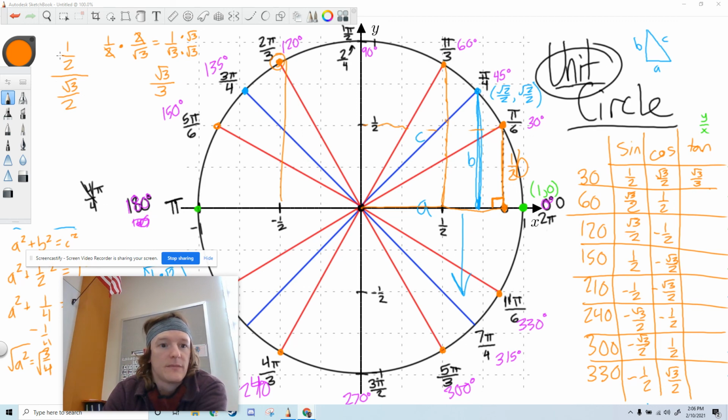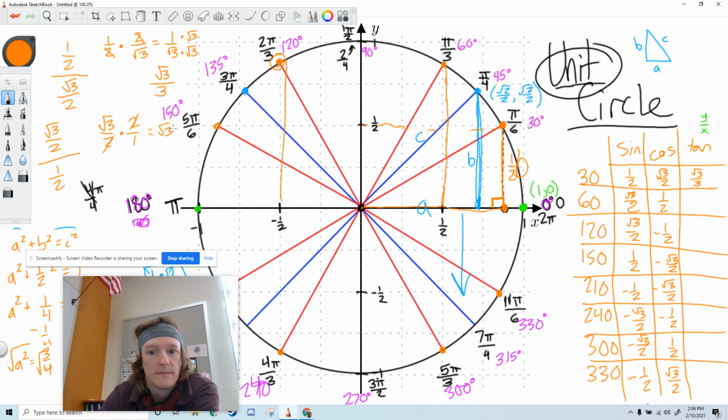Next one, we're going to have sine over cosine. We'll do the opposite of that. Inverse, square root of 3 over 2 divided by 1/2. So this is going to be square root of 3 over 2, change it, flip it, cancel, cancel. We just get square root of 3.